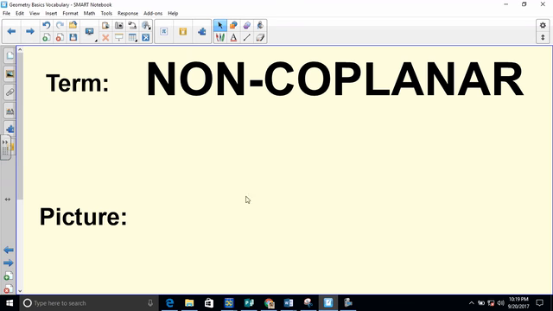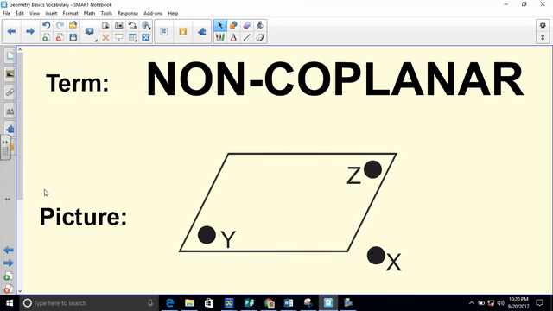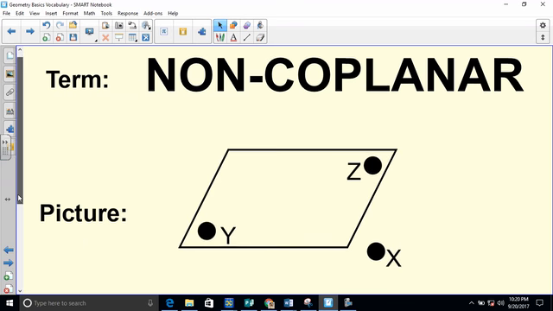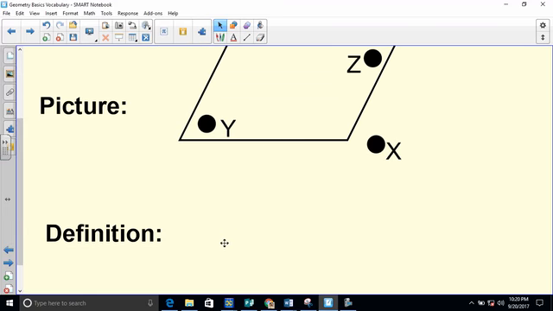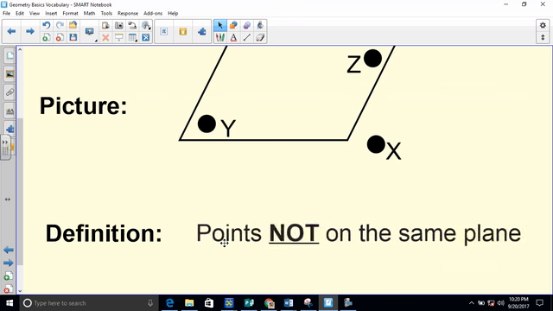And then non-coplanar would mean the opposite of coplanar, where all the points are not on the same plane. So in this case, X is not on the plane, so we can say that X, Y, and Z are non-coplanar.